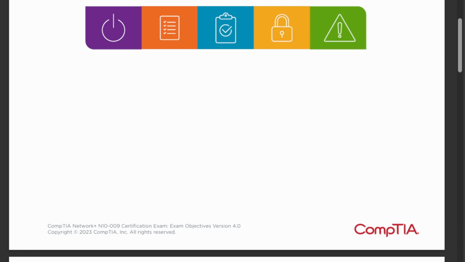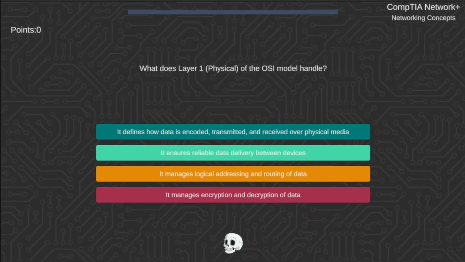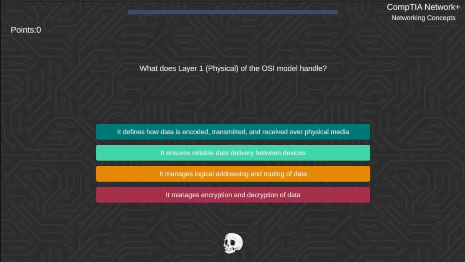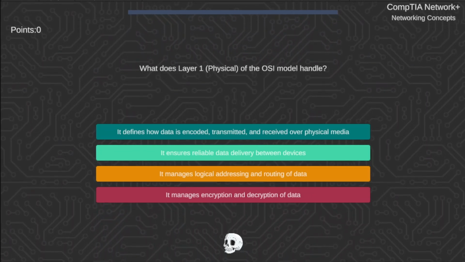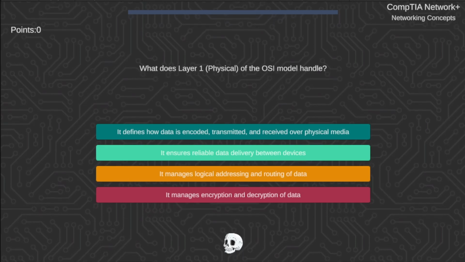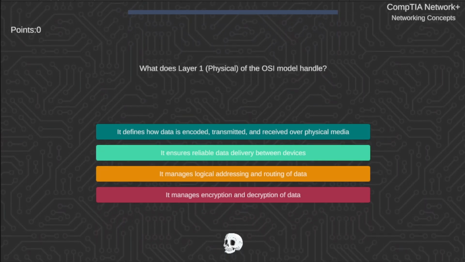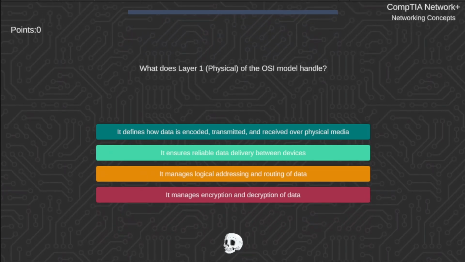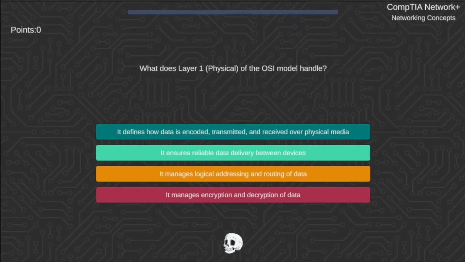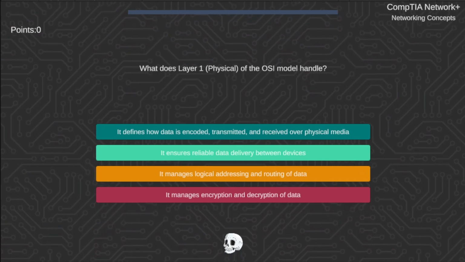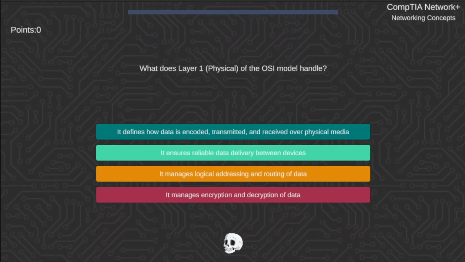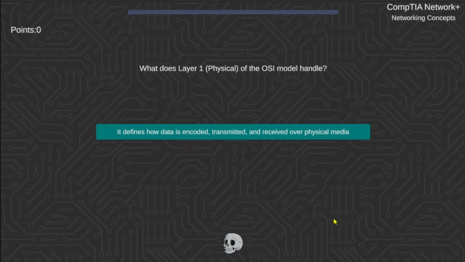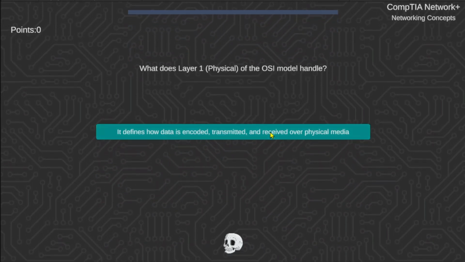Let's get it started because we have a lot of content to cover today. So first question, what does Layer 1 physical of the OSI model handle? It defines how data is encoded, transmitted, and received over physical media. It ensures reliable data delivery between devices. It manages logical addressing and routing of data, or it manages encryption and decryption of data. Correct answer is it defines how data is encoded, transmitted, and received over physical media.